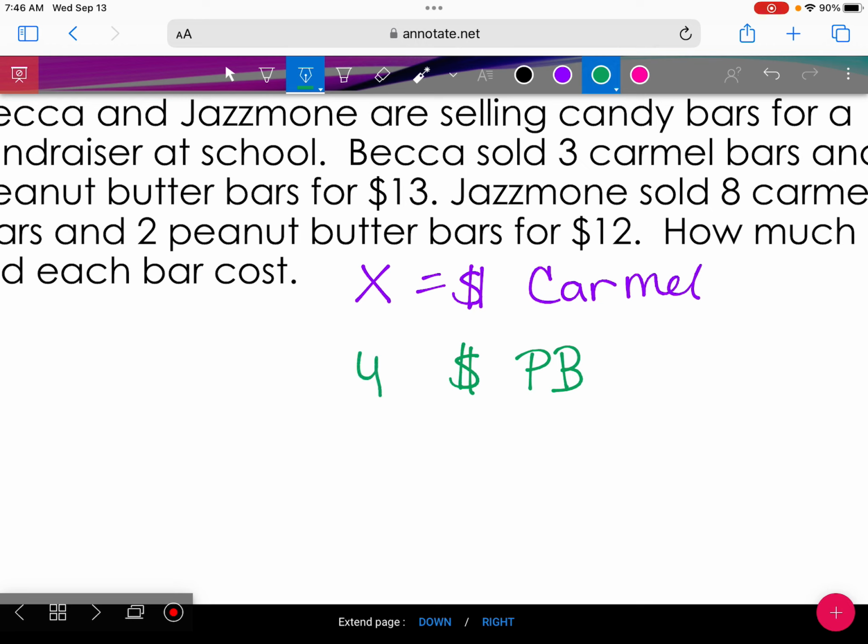Whenever you have to pick your variables, tell me what they are, please. X is caramel, y is peanut butter. Not only is it helpful for me who cannot read your mind, it's helpful for you when you go, oh shoot, which one was peanut butter again?